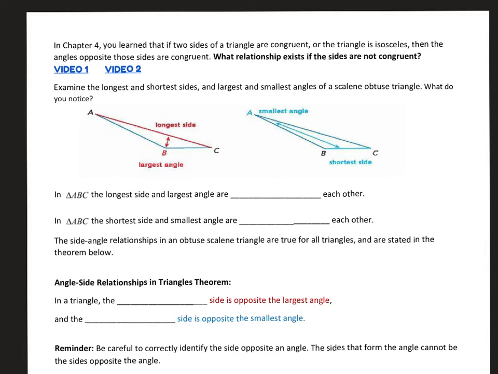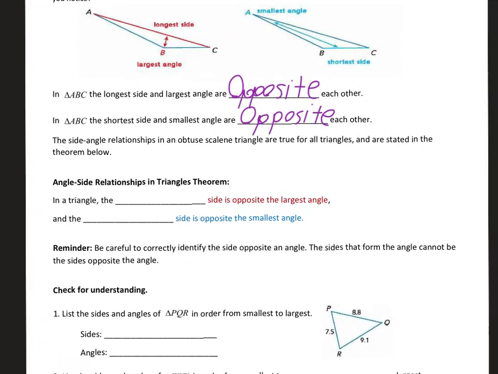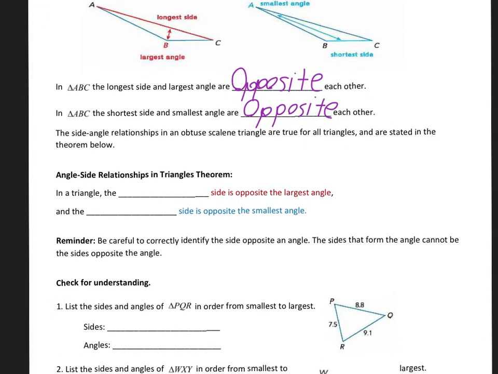So in triangle ABC, the longest side and the largest angle are opposite each other. By that same token, in triangle ABC, the shortest side and the smallest angle are also opposite to each other. The side angle relationships of these obtuse scalene triangles are going to be true for all triangles and are stated in the theorem below, known as the angle-side relationships in triangles theorem.